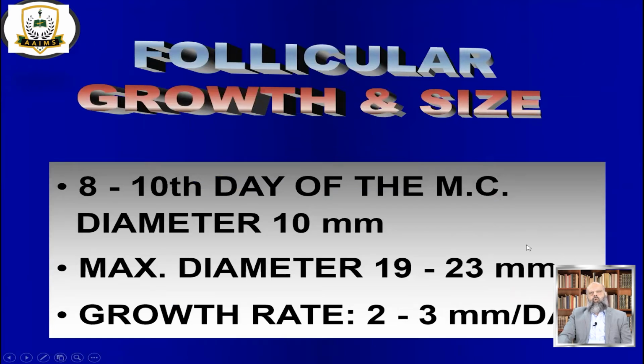Regarding follicular growth and size, at the 8th to 10th day of the menstrual cycle the mean diameter is 10 millimeters. The maximum diameter can reach from 19 to 23 mm. The growth rate is about 2 to 3 millimeters per day.